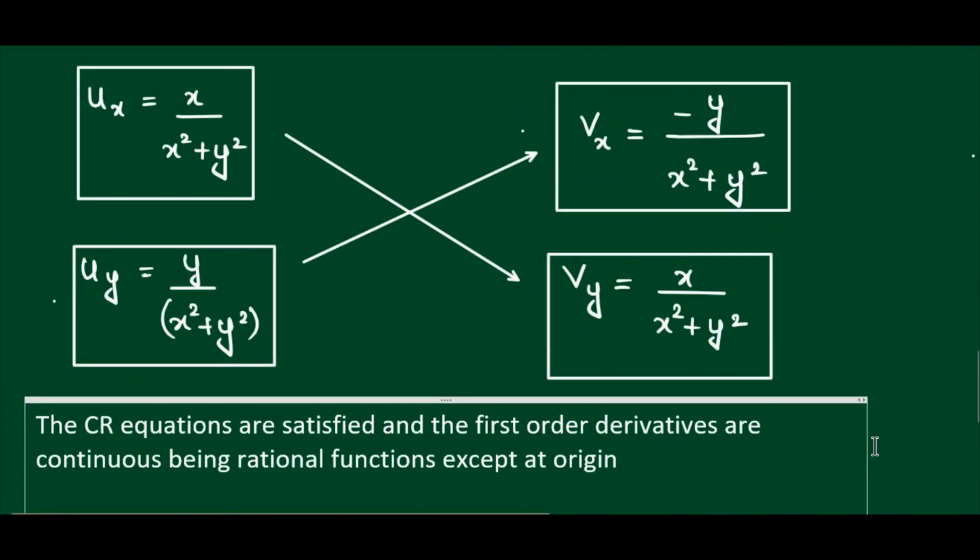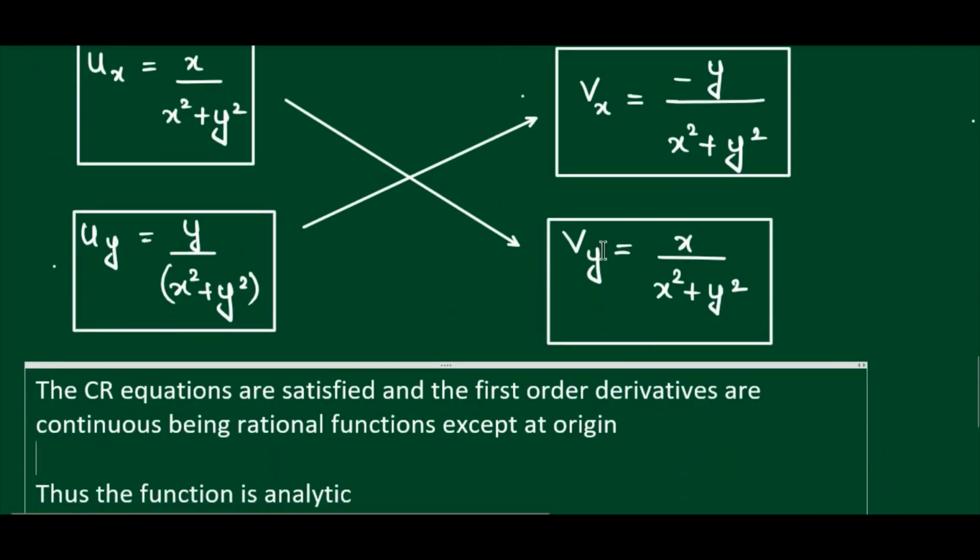Now I have written all the derivatives, and then I have made use of the comparison so that I can remember the CR equations. Ux is the same as Vy and Uy is the same as minus Vx, but both are in opposite direction. Thus the CR equations are satisfied, and the first order derivatives are continuous because all these are rational functions, and all rational functions are continuous except when the denominator is 0, and this happens only at the origin. Therefore, it is continuous except at the origin, and thus the function is said to be analytic.